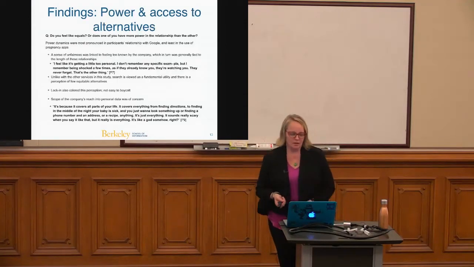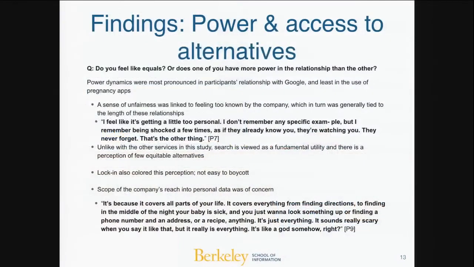Okay, so power and access to alternatives. I asked people, do you feel like you're on equal footing with this company, or does one of you have more power than the other? For the most part, people felt like the companies had more power than the individuals. In most cases, these imbalances are mitigated by providing the participants options and flexibility in the relationship. So the more that people were given the leeway not to do something or to not disclose, the more personally powerful they felt.